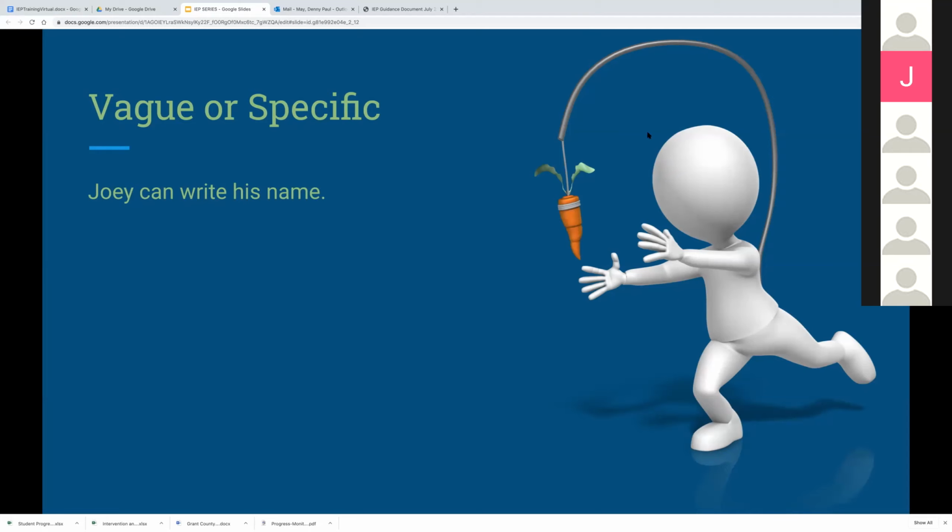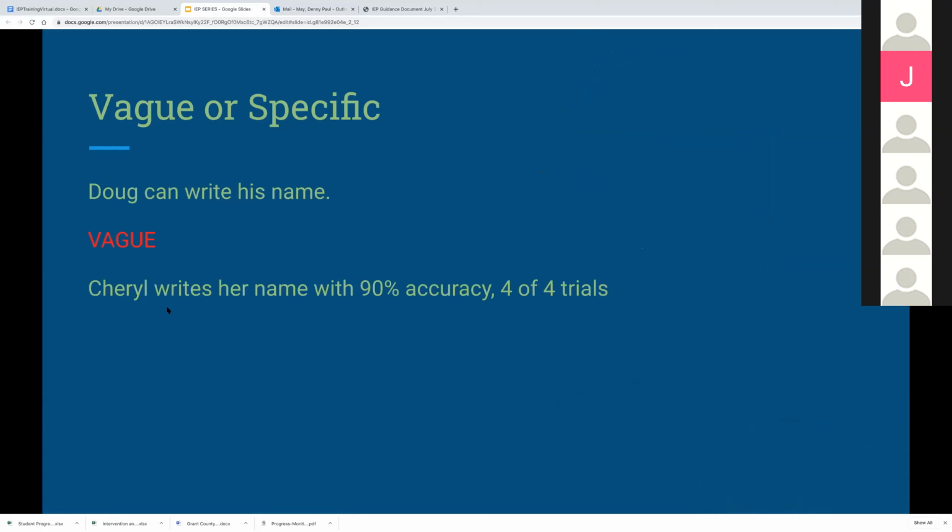This one's pretty easy. Should be able to get this answer pretty easy. Joey can write his name. It needs numbers. Yes, very good. So it's vague. Very good. All right. So now Cheryl writes her name with 90% accuracy 4 trials. Is that vague or specific? Put it in the chat to me privately. Vague or specific? Very good.